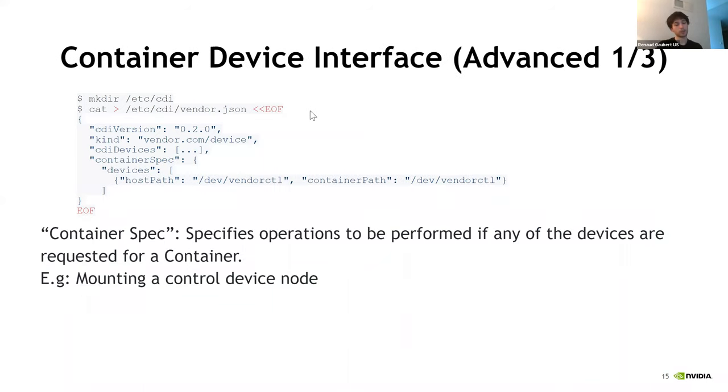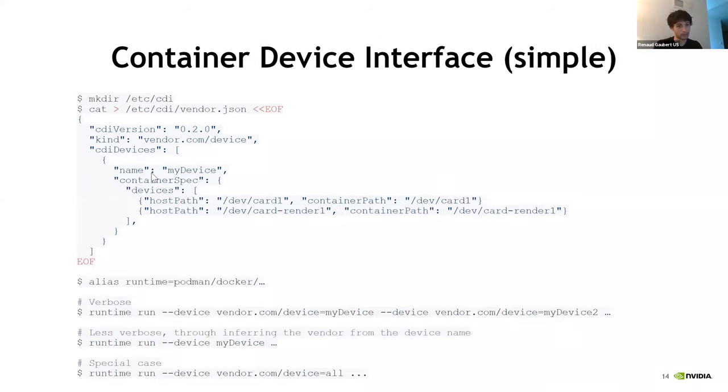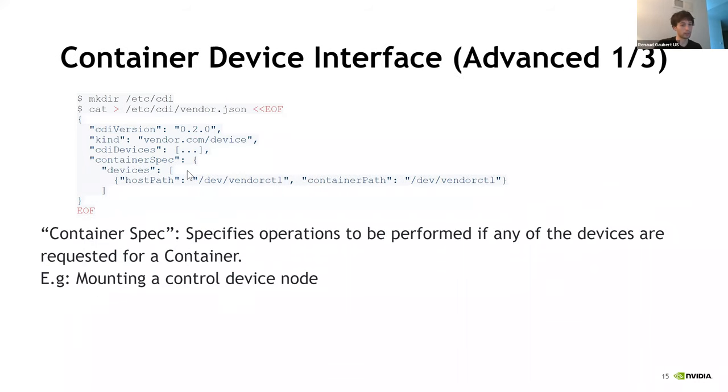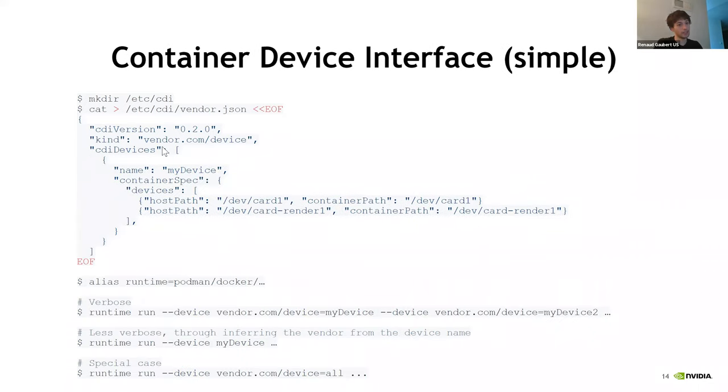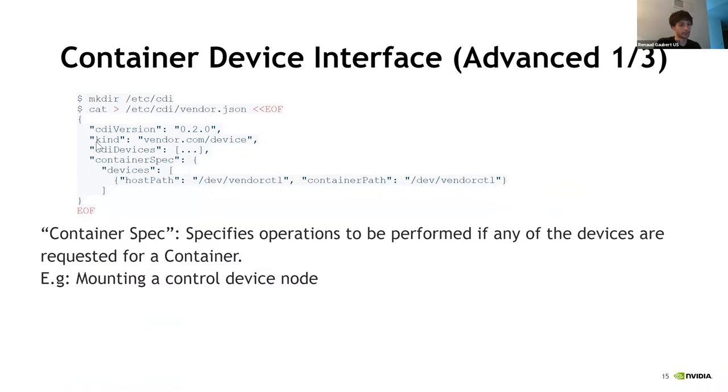The container spec really specifies the operation to be performed. There's another field here, if you've noticed: container spec is device specific, so here it maps to my-device. There's another field that would be named container spec too, but it would be a level higher, so not at the level of the CDI device fields, but at the level of the general container. And if any of the CDI devices are mounted inside the container, you would also merge this field.